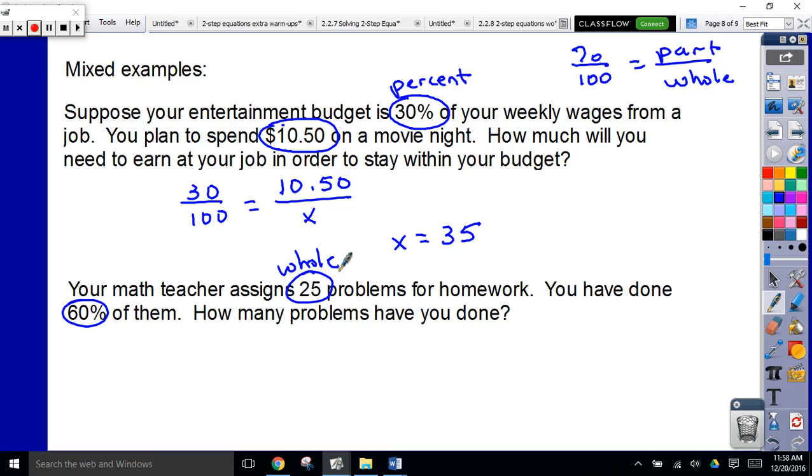Okay, so how would we set up this proportion? Volunteer for this? Emma, go ahead. 60 over 100 equals x over 25. Okay, so we end up with, I'm not going to go through and solve this just to save time, x equals 15. So you've done 15 problems. That makes sense because 15 is exactly 60% of 25.